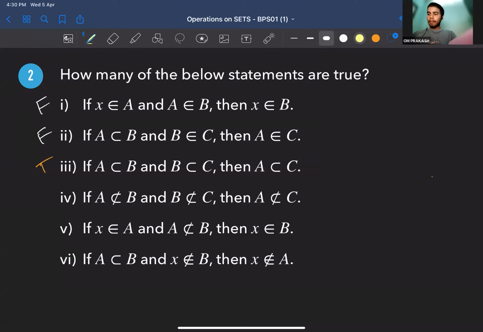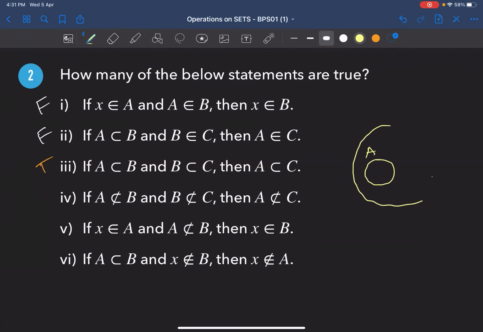Because if I have to prove that the statement is false, I just have to figure out one counter example, right? So here they're saying A is not a subset of B, and B is not a subset of C, and then A is not a subset of C. Now let's say I do a counter example. I'll start by assuming that A is a subset of C. Say this is A and this is C. A is a subset of C. A is contained in C.